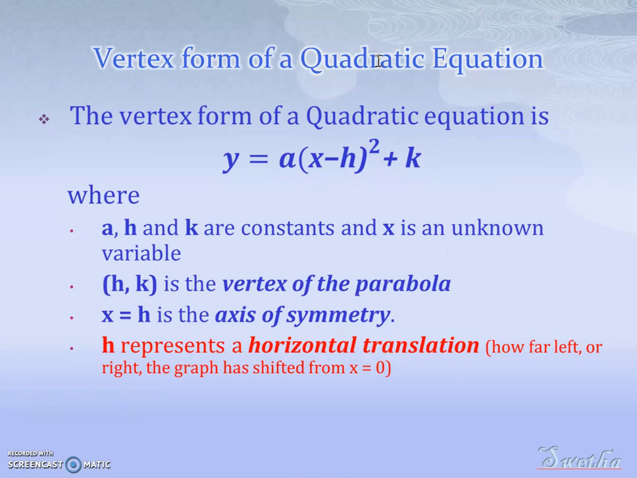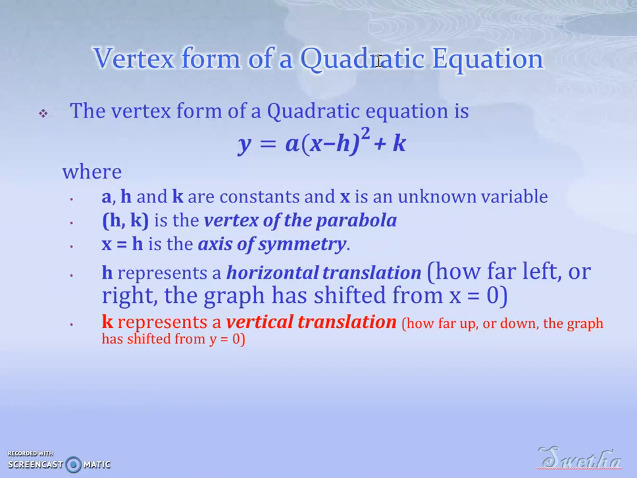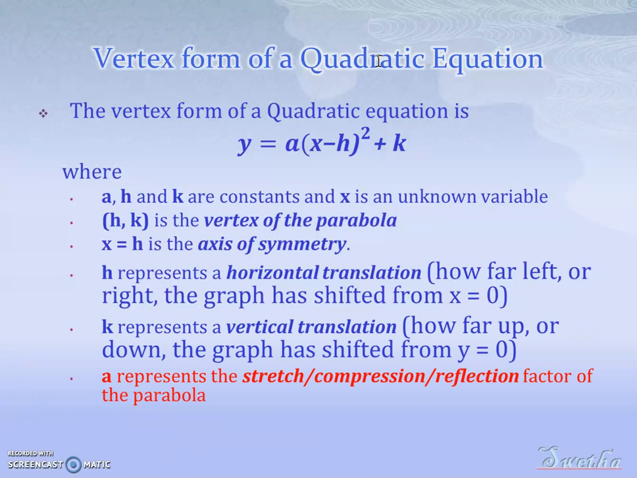h represents a horizontal translation, which is how far left or how far right the graph has shifted from when x is equal to 0. And k represents a vertical translation, which is how far up or how far down the graph has shifted from when y is equal to 0. a represents the stretch, compression, and reflection factor of the parabola.